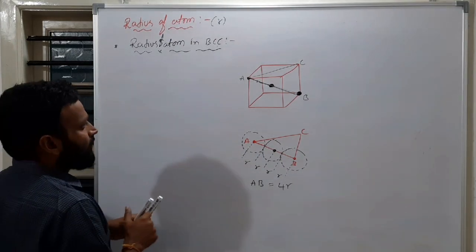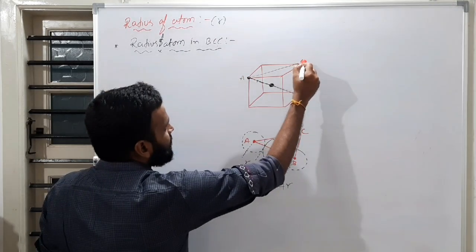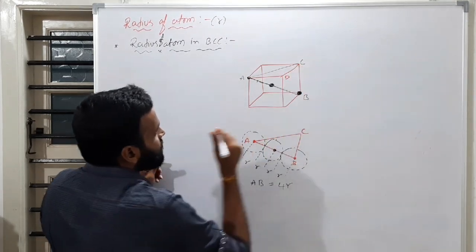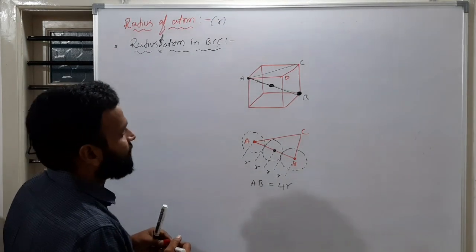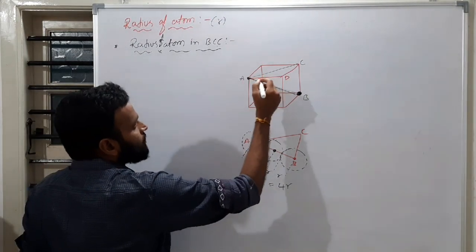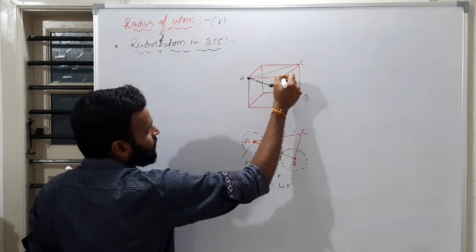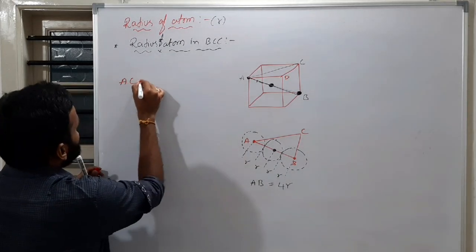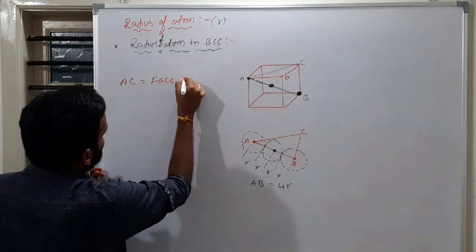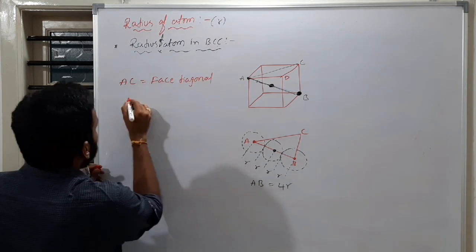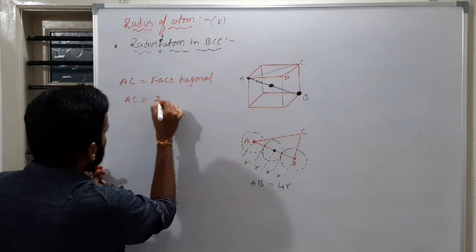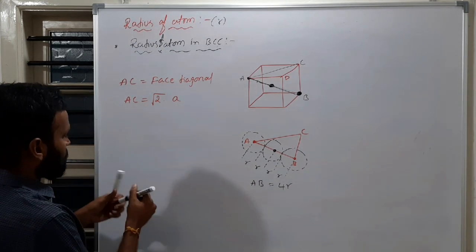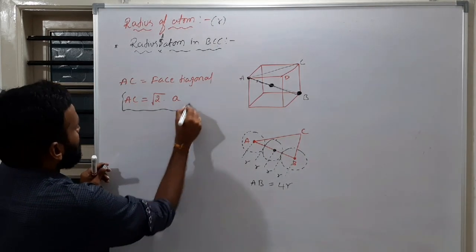Now, no need to consider three like this, A, C, and D. Directly you can consider this triangle. Otherwise, this side, this side, this side would all be considered, and there is no need, because AC is something you already know. What is AC? AC is the face diagonal. So AC is equal to root 2A. Simply remember, AC is equal to root 2A.